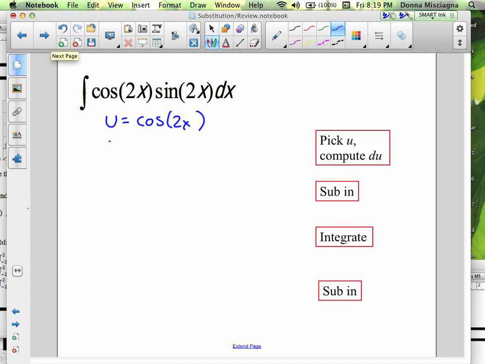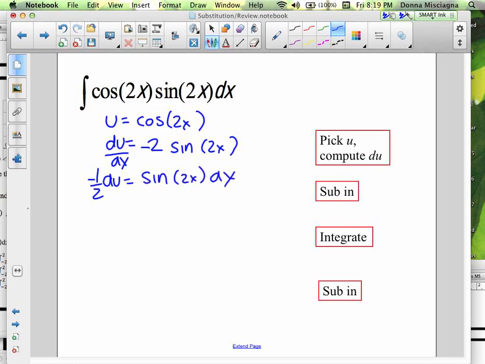So du dx is going to be, actually, negative 2 sine 2x. And I have a sine 2x. I don't have the negative 2. So let's divide by negative 2 and multiply both sides by dx. So negative 1/2 du is going to be sine 2x dx. And we do have that. All right, so negative 1/2 du will represent sine 2x dx.